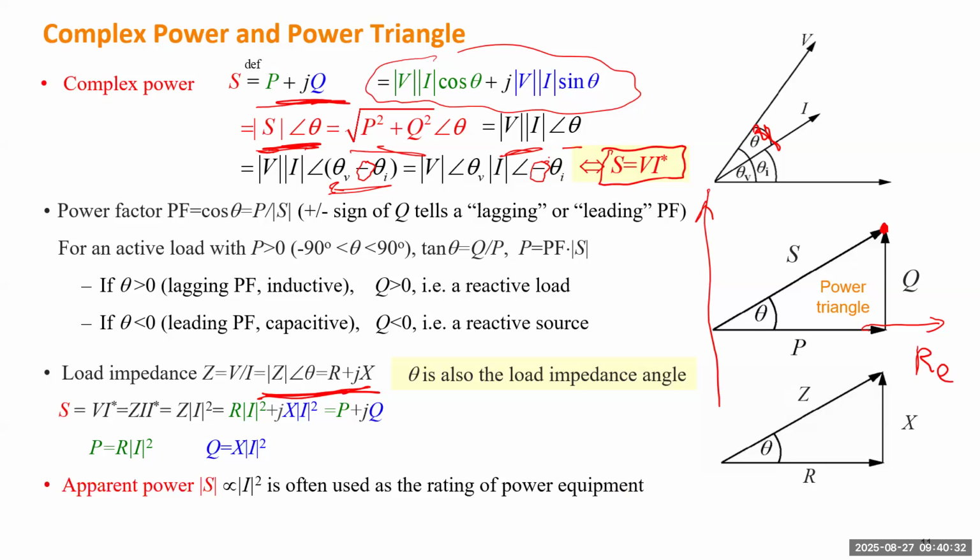Next one, we know apparent power is proportional to the RMS value of current squared. Usually we use either S or the current as the rating of the power equipment. So when you see the rating on the plate of some device, that usually means apparent power, because power factor can change in the system. Apparent power really indicates the capacity of the device.